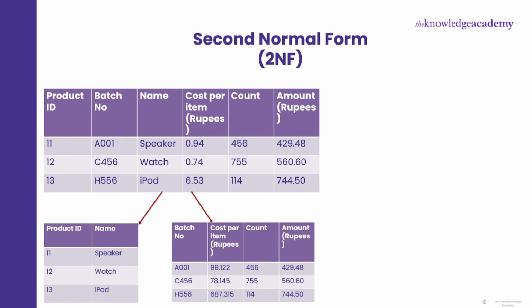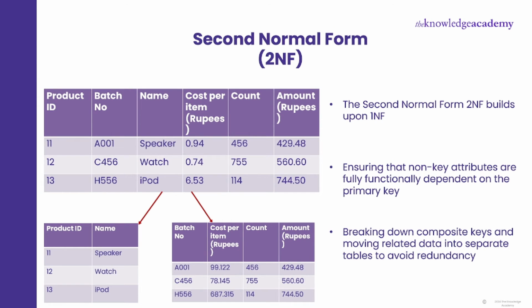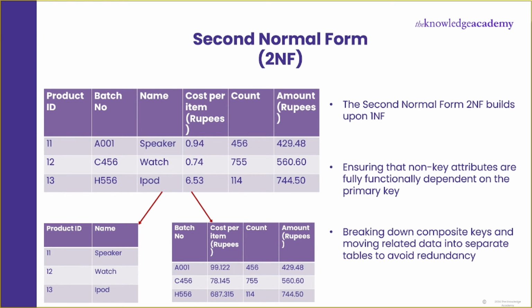The second normal form builds upon first normal form by ensuring that non-key attributes are fully functionally dependent on the primary key. This means breaking down composite keys and moving related data into separate tables to avoid redundancy. Again, let's investigate the wardrobe example.